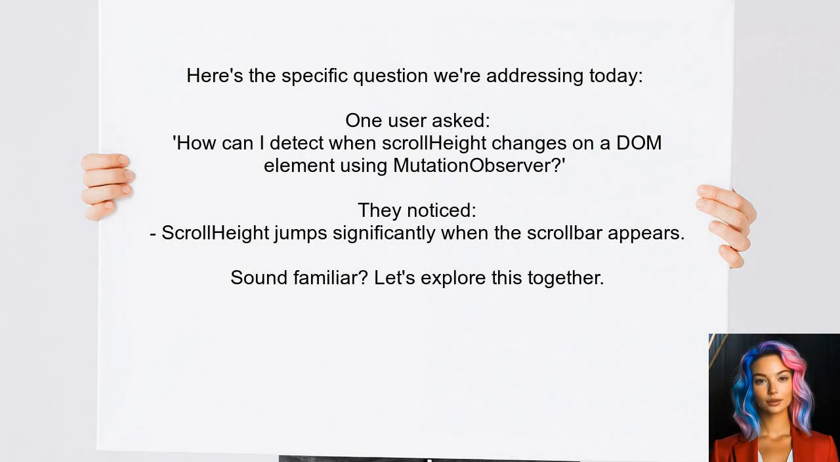Here's the specific question we're addressing today. One user asked, how can I detect when scroll height changes on a DOM element using MutationObserver? They noticed that when the scroll bar appears, the scroll height jumps significantly. Sound familiar? Let's explore this together.